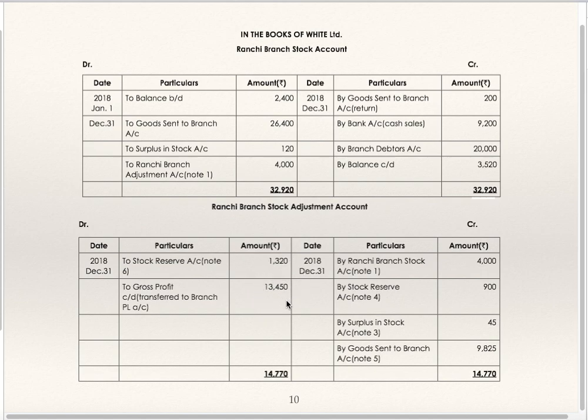13,450 balancing figure is gross profit. Adjustment account gives gross profit.